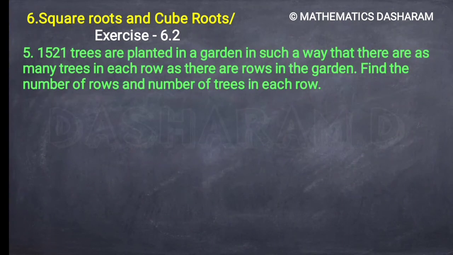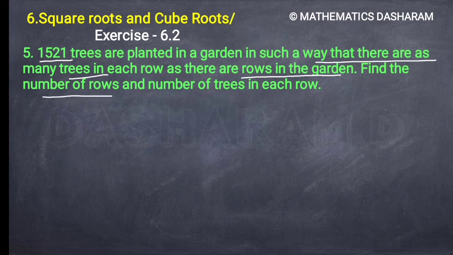Question: 1521 trees are planted in a garden in such a way that there are as many trees in each row as there are rows in the garden. Find the number of rows and number of trees in each row.